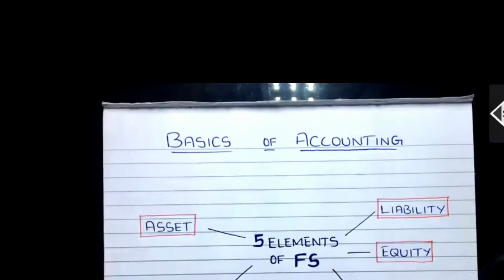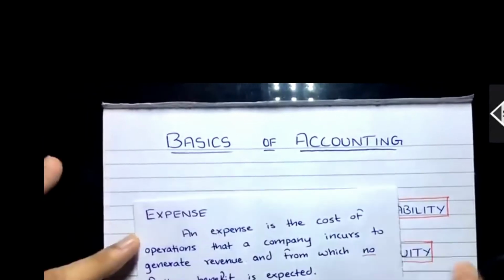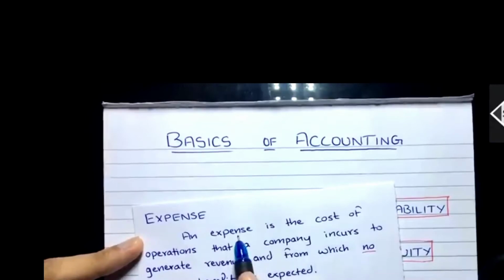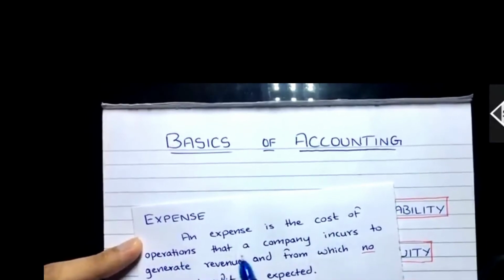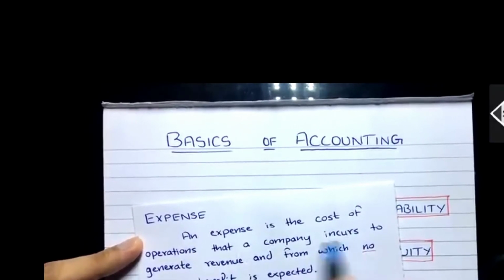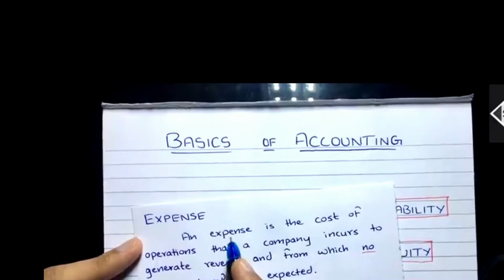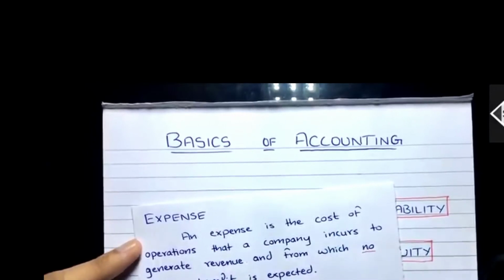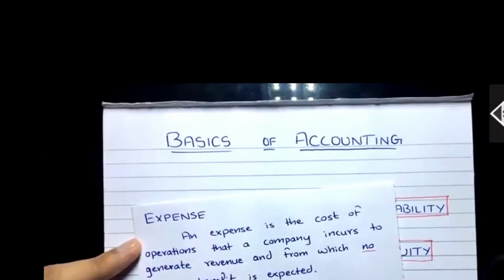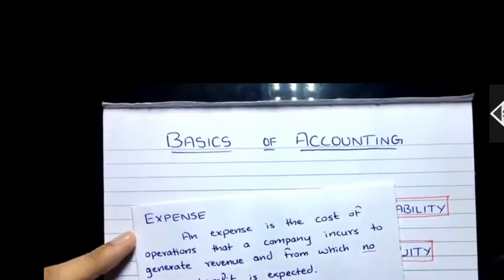Now let's see the meaning of expense. See here the meaning of expense. An expense is the cost of operations that a company incurs to generate revenue and from which no further benefit is expected. Expense is an expenditure that you incur, the cost of operations, and from which no further benefit is expected.